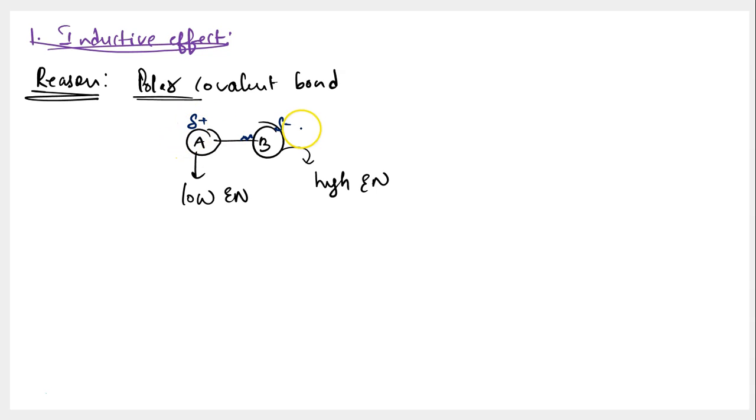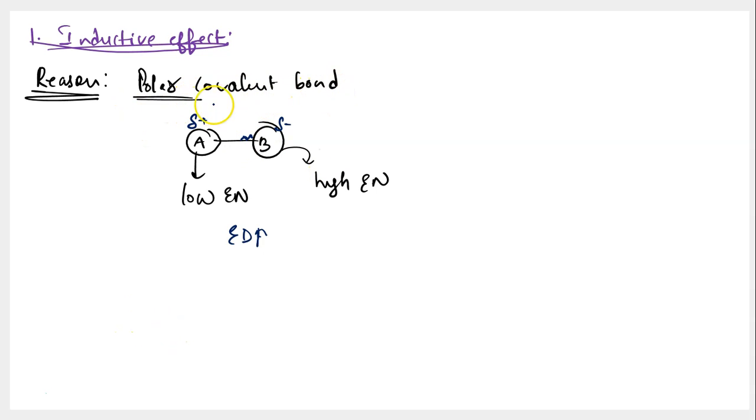So these partial positive and partial negative charges cause polarity in the molecule, a charge separation in the molecule. All right. Because of a low electronegative and a high electronegative atom being involved in a covalent bond, and their electronegativity difference being comparatively higher, a polar covalent bond is formed in the molecule.